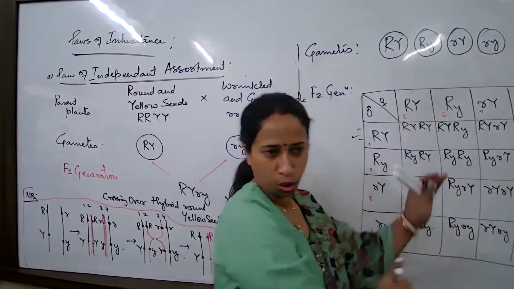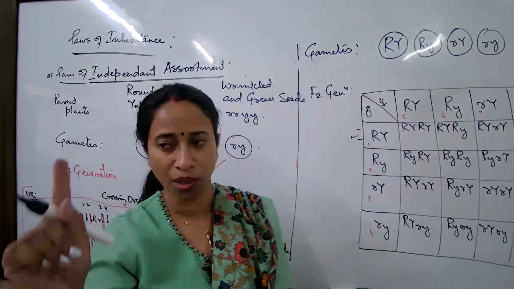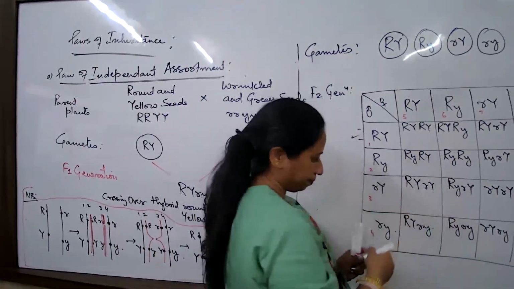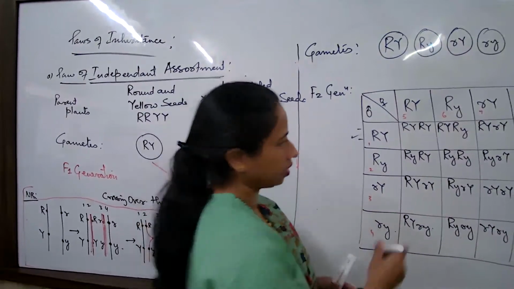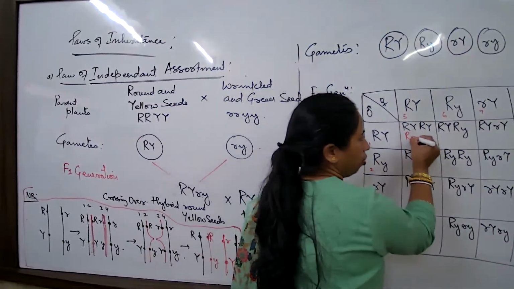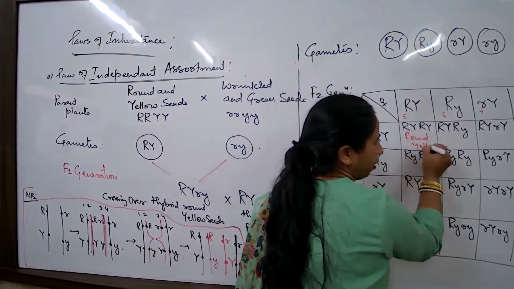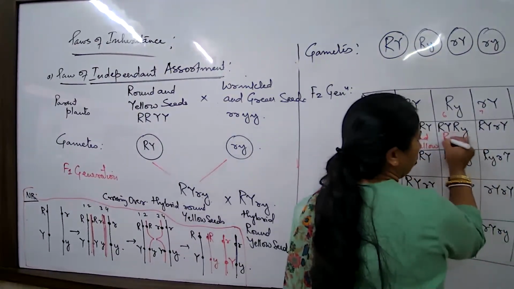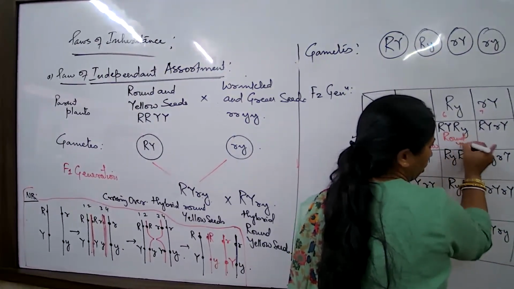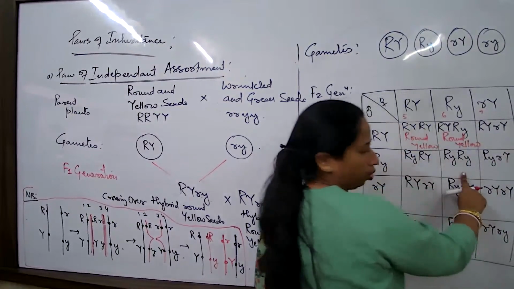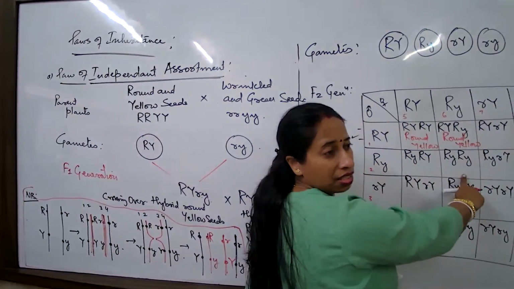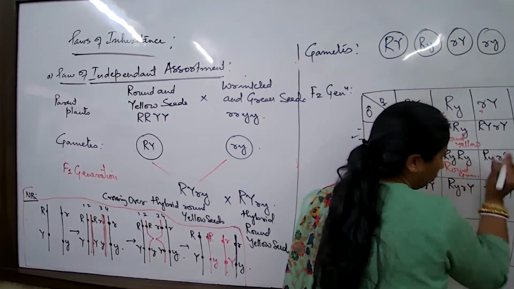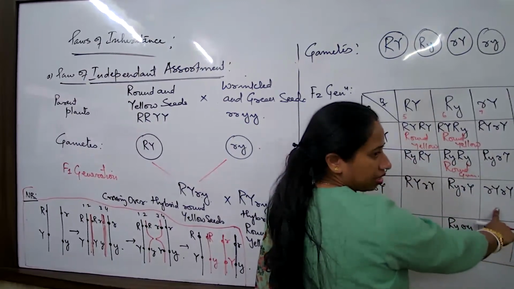Completing the box, you may do it at home as homework. I will just tell you what are the guidelines. Abhi, tell me what is the phenotype of this? Round and yellow. This is round and yellow. Tell me what will be the phenotype of this? Round and yellow. Tell me what will be the phenotype of this? Round and green.